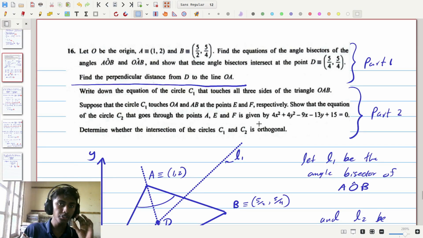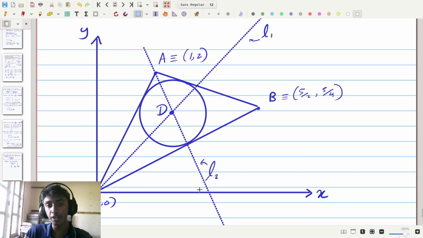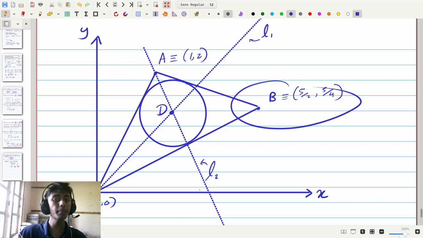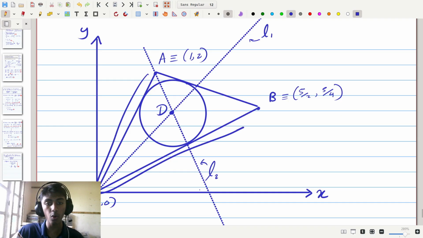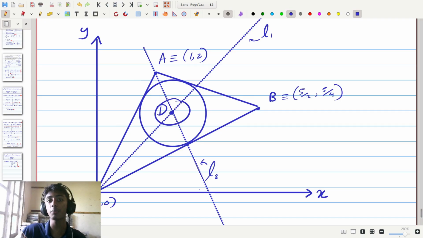So to start with this question, what we're going to do first is to consider the situation that we have and understand that in the previous question we were building up certain bits of data that we can use to solve this question. If we consider the situation, I've already pre-drawn most of it. Here you can see I have the points O, A and B previously marked, and I also have the point D, which is the intersection of the two angle bisectors of the angles AOB and OAB. So here we can see L1 and L2 intersect at this point right here, which is the point D.